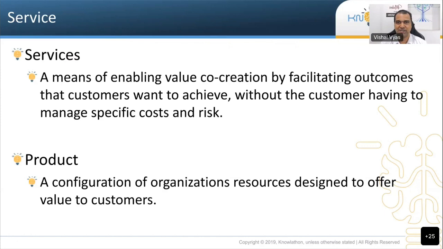Now, if you are a service provider and you create a standardized service for millions of your customers, probably few of your customers will be happy and all others will not be happy because their value expectation was different. For each customer, it will be different. So if you are a service provider, it is your job.